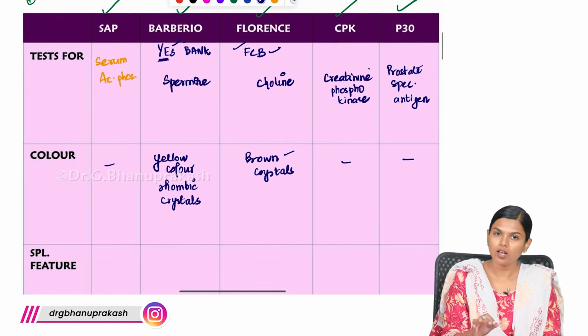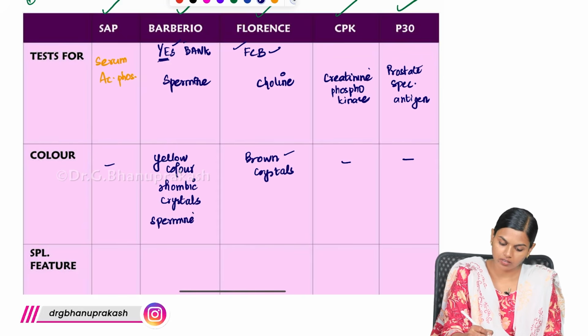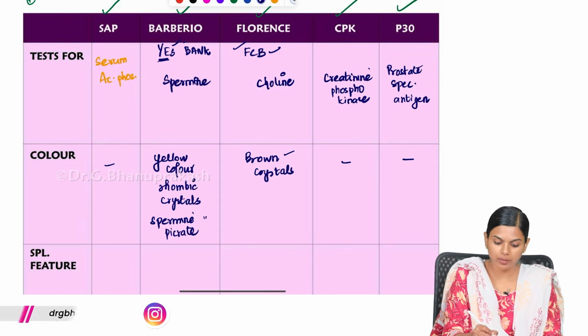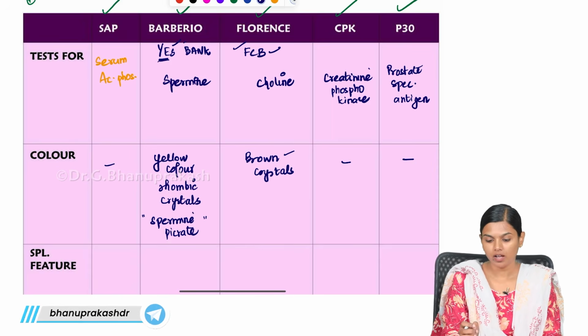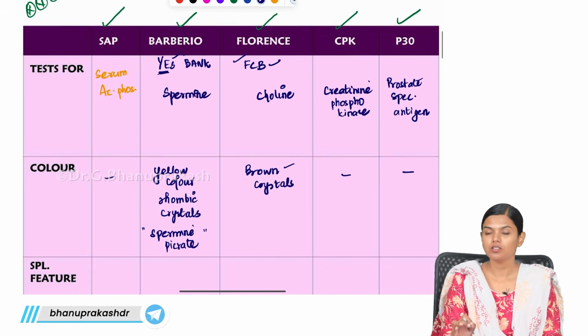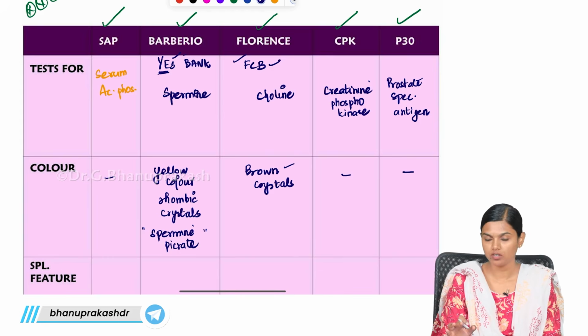And these are crystals of spermine picrate. So you will be using picric acid and it will go attached to the spermine. So you will get spermine picrate, and here what you will be getting is brown crystals. So this is the thing that you have to remember in these tests.